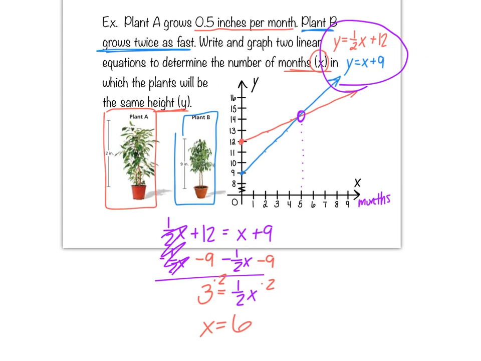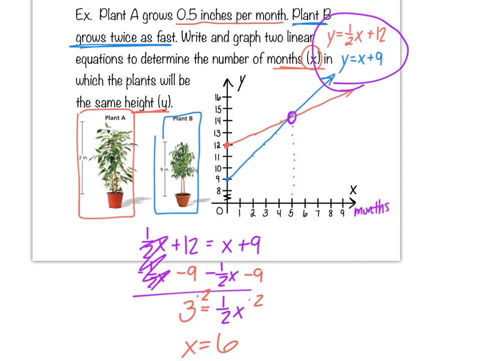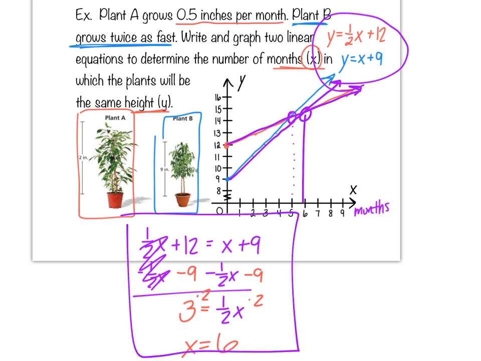So that is, like I said, the issue with graphing is that it's not always entirely accurate. That should have been closer to 6. So my lines are a little bit wrong. It should be somewhere maybe going this way and then meeting here. Right there at 6 should be better. So that's why it's always good to check using algebra. So they should be the same height after 6 months. A story problem, so we have to label 6 months. And that height, you can actually see, will be around 14 or 15 inches.